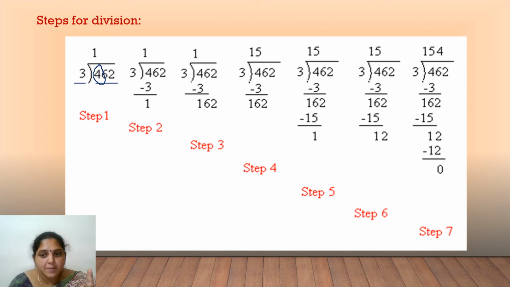How many times will it be coming? One time. So 3 ones are 3. I have written here, and when I am doing subtraction here, I will be getting 1 as my remainder. I have to subtract 4 minus 3. I will be getting 1 as my remainder, and now I have to go further. So which number I have to bring down? I have to bring down only 6, not 3, not 2.